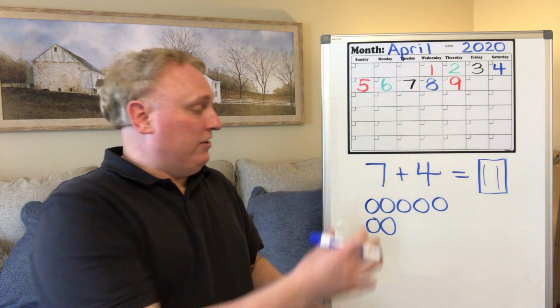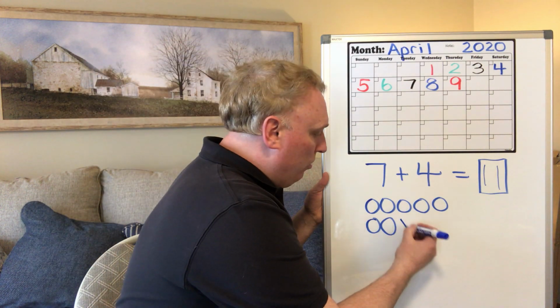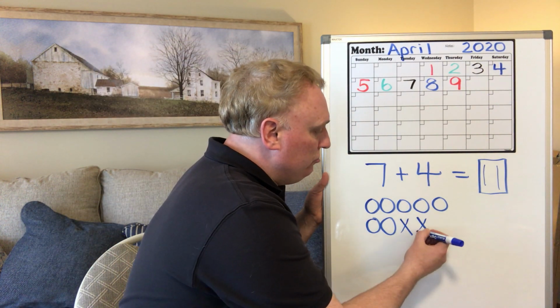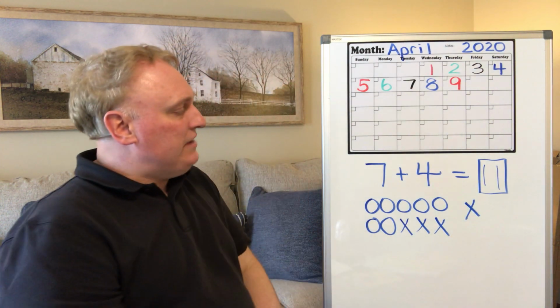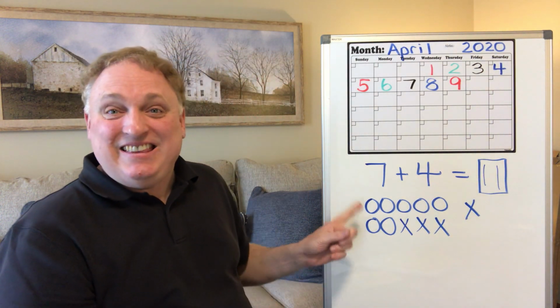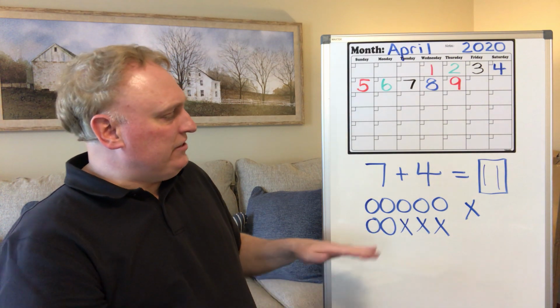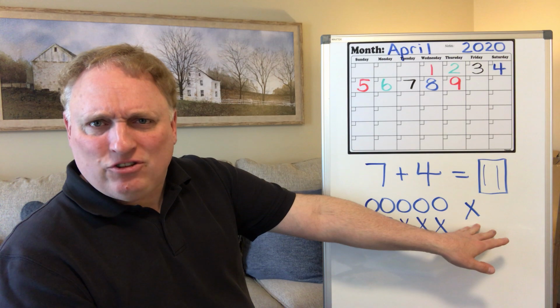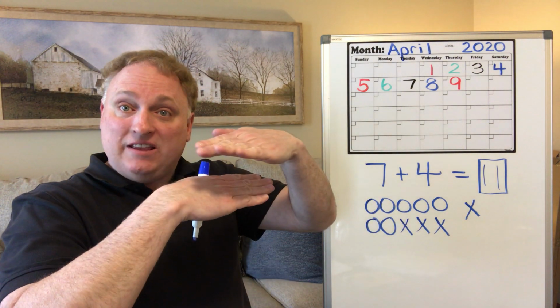Now I want to draw the 4 to complete my drawing, so I can do 7 circles plus 4 X's. So I'm going to go 1, 2, 3, 4. So now if I look at my picture, I can see the 7 circles. I can see the 4 X's. Now, does anyone know why I put the last X over here? Do you remember what we do when we get 2 5 groups in a row like that?